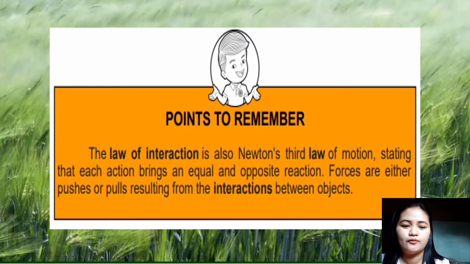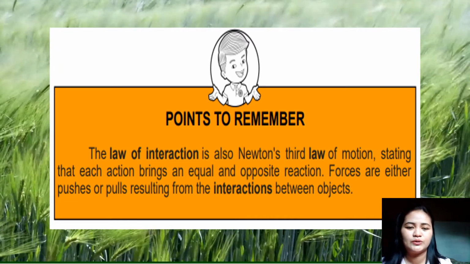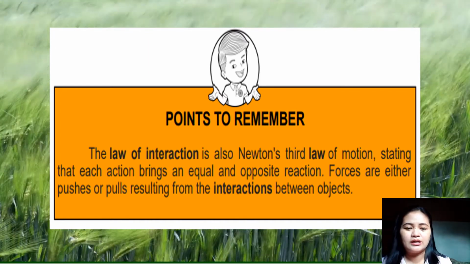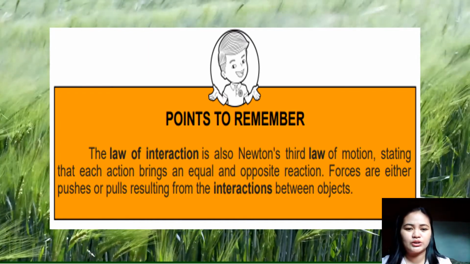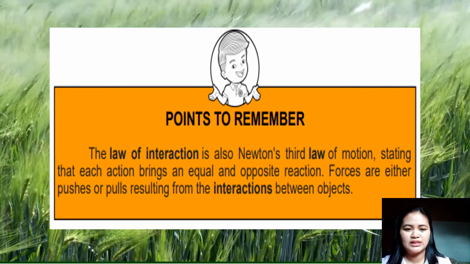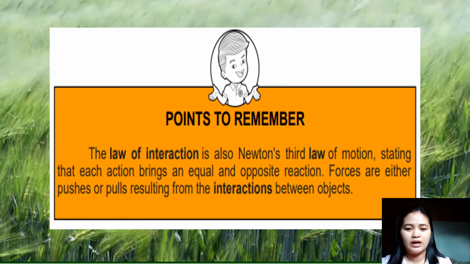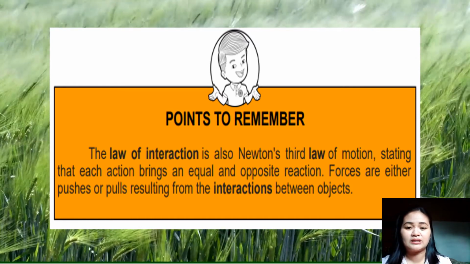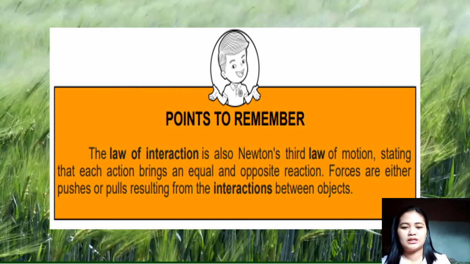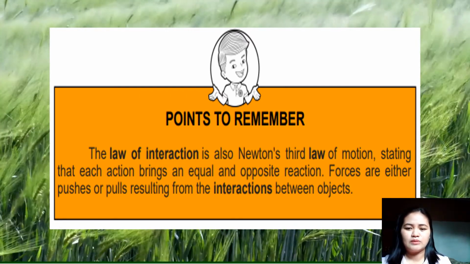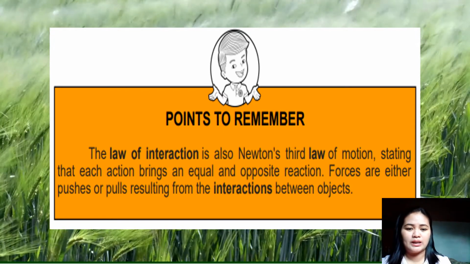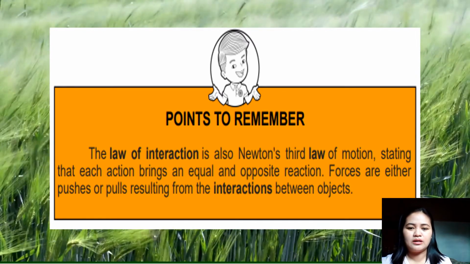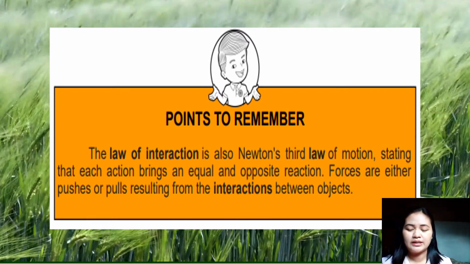Alright, so if you will translate this in Filipino, ang Newton's third law of motion daw ay tinatawag ding law of interaction. Anong sinasabi niya? Na sa bawat paggalaw daw ay nagreresulta sa pareho at magkabaliktad na reaksyon or kabaliktaran na reaksyon. Ang mga pwersa ay pwedeng tulak or hila na nagmumula sa mga interaction ng mga bagay-bagay.